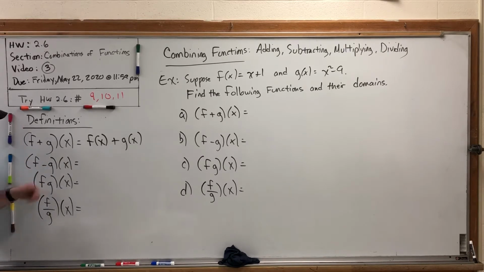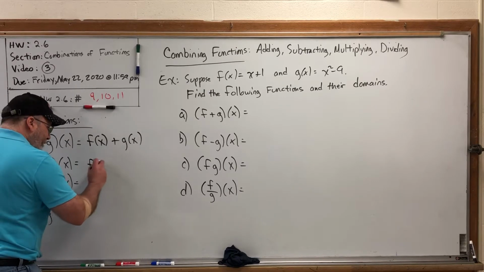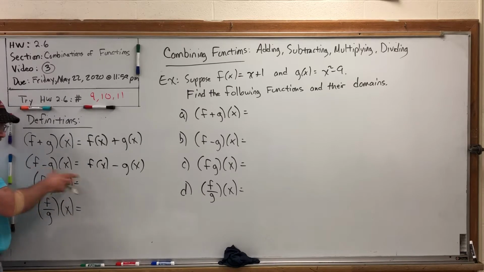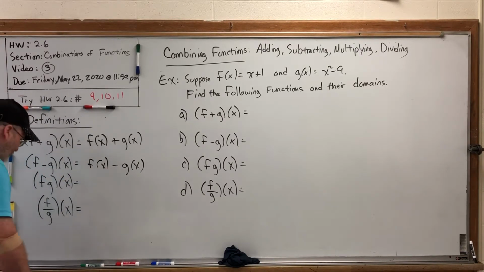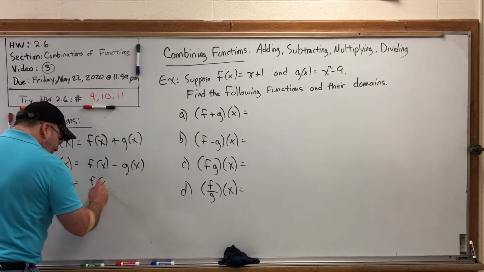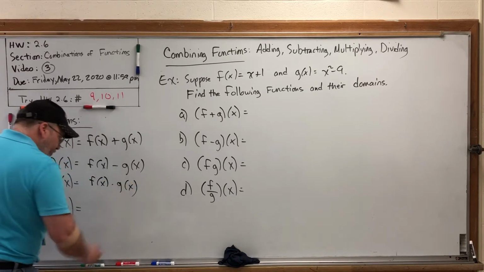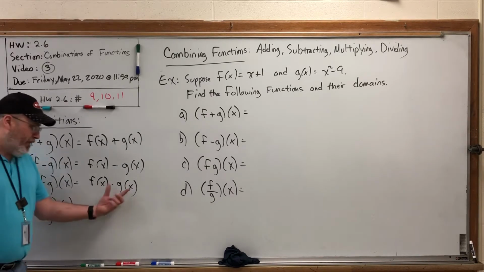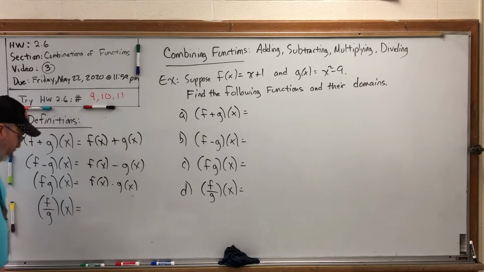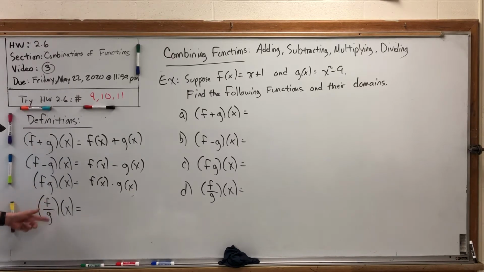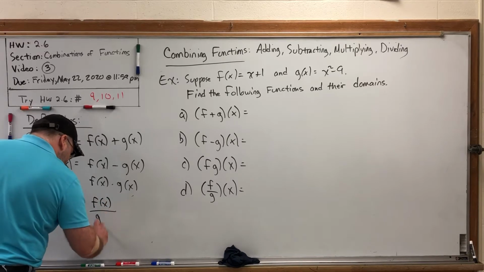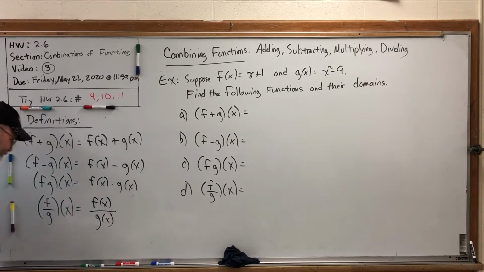Similarly, f minus g of x is f of x minus g of x. You make a new function by subtracting 2 old functions. f times g of x is f of x times g of x. So you make a new function whose name is f times g by multiplying 2 previously existing functions. And f divided by g of x is f of x divided by g of x, written as a fraction.